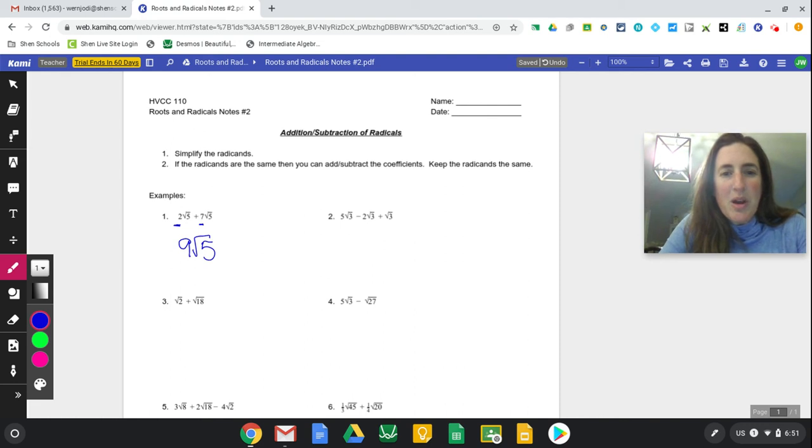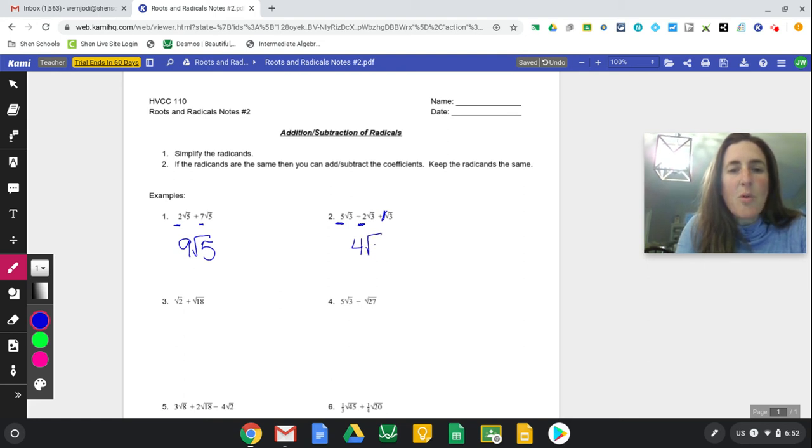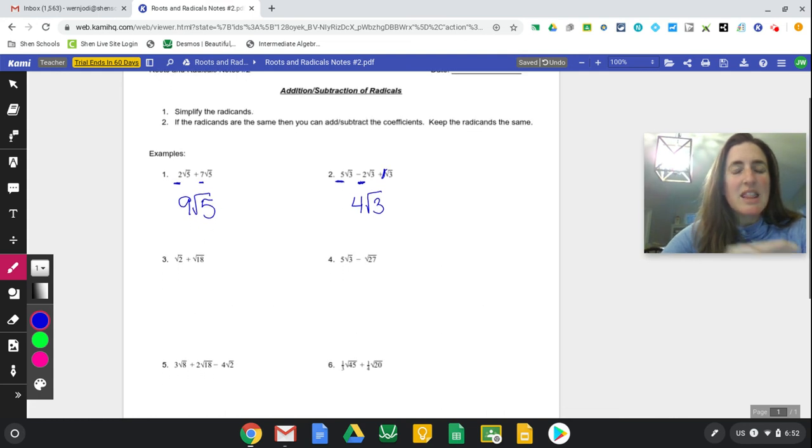They're all 3 of them now radical 3s. That's great. So I'm going to do 5, take away 2, which is 3. And then you have to realize that there's somebody in front of here. There's a 1 in front of there. So 3 plus 1 is really a 4. So now this is 4 radical 3. That was easy.